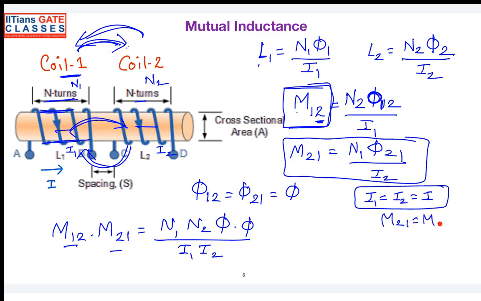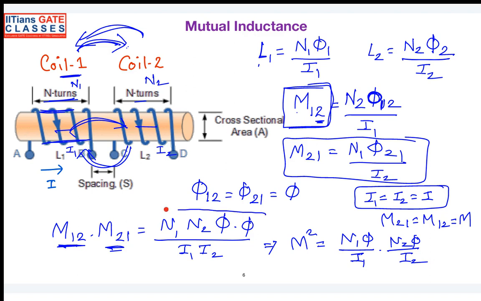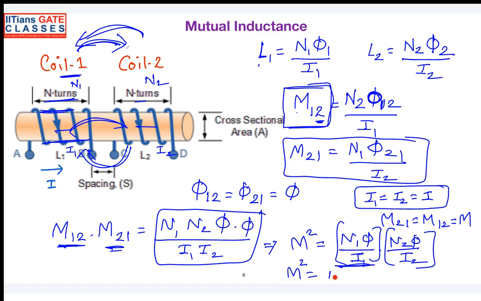Let me call it M. This is also M, this is also M. So what you get is M square equal to N1 phi divided by I1 into N2 phi divided by I2. I was segregating and rearranging the equation this way because this can be defined as the self-inductance of coil 1, and this is the self-inductance of coil 2. So the mutual inductance will be defined as root over L1 into L2. This is the formula for your mutual inductance.